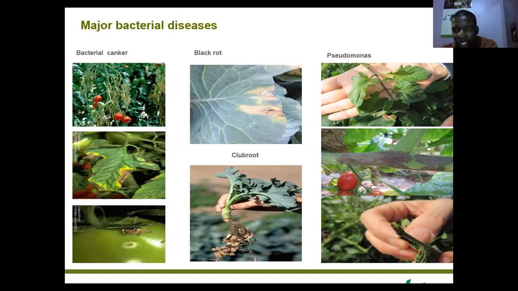Okay. We also have what we call crab root, where the taproot of the leafy vegetables folds. So when it folds, the crop fails to grow to its physiological maturity. Then we've got the Pseudomonas, which appears like this, also a bacterial infection.